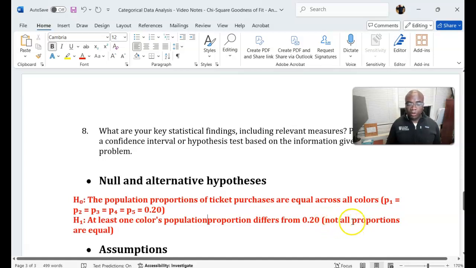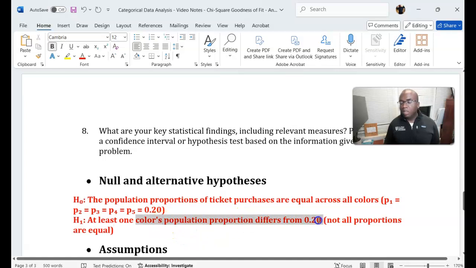And it's not all the proportions. We just need one of them to be off, and therefore it's not correct. At least one color's population proportion differs from 0.2. Okay? And as you can see, I'm providing context here. Make sure when you write the null and alternative hypotheses, you provide context.